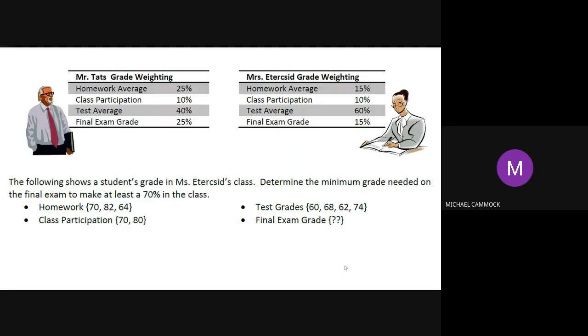The next question you're going to get is one like this, where the same weighting system that we just talked about applies for these two people. And I'm going to give you the grades that this person did in Mrs. Ettersid's class. Homework is that, class participation is that, the test grades are that, and ask you what final exam mark do they need to make 70% in this class, right? That's what I'm going to be asking you to do on homework. So again, if you follow through what we did in the class, you should be okay with that. All right. So let me stop this now.